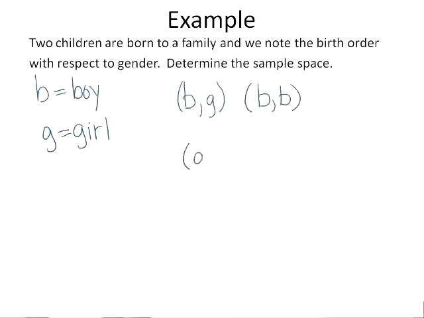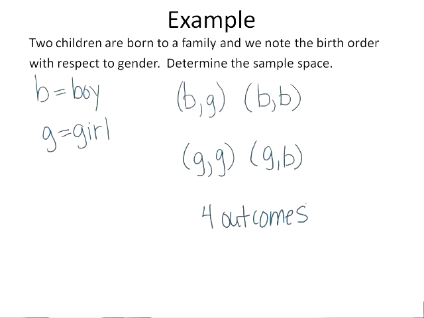So what about if we have a girl on the first child? Well, we could have another girl on the second child, or we could have a boy. So these four ordered pairs represent the four outcomes for the sample space. So the entire sample space only has four different outcomes.